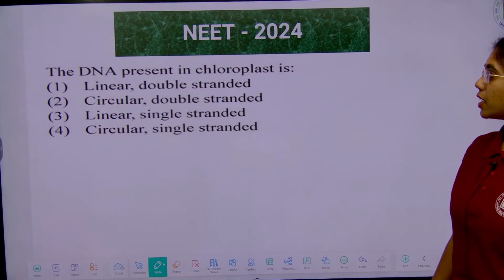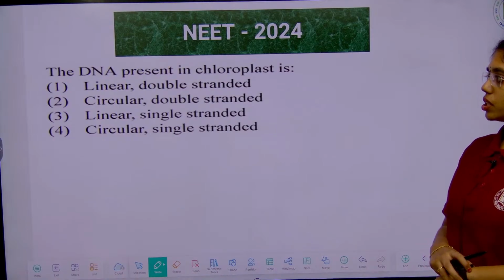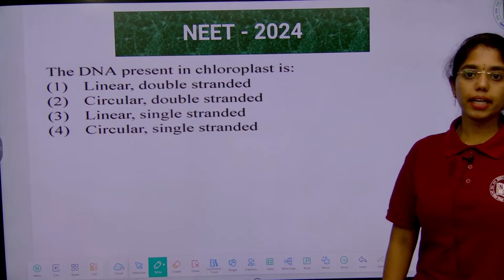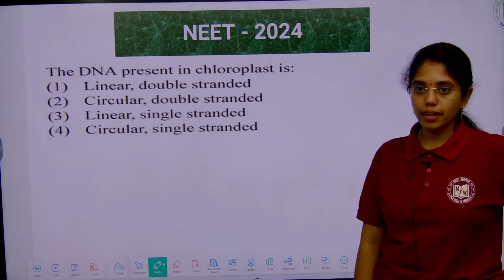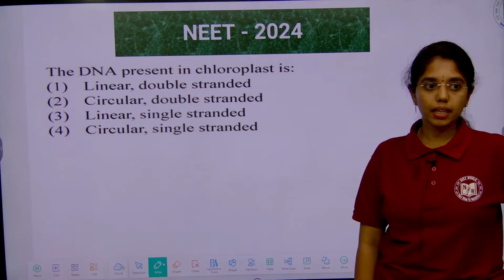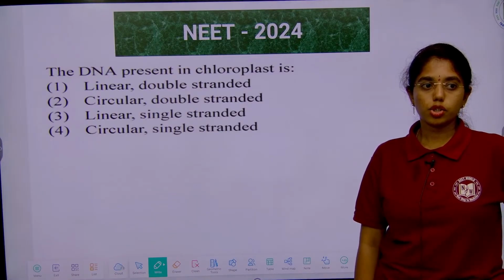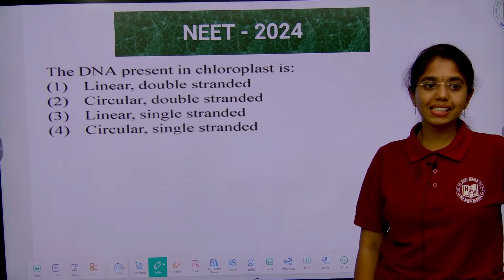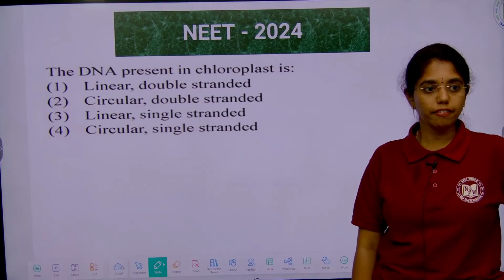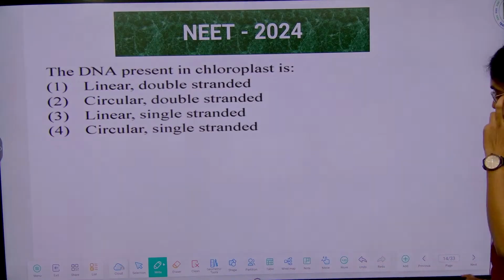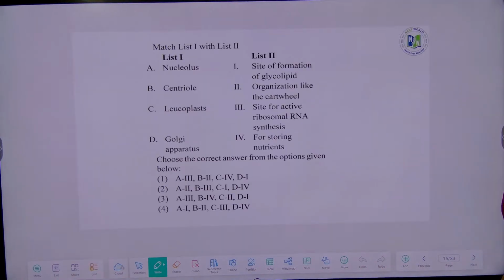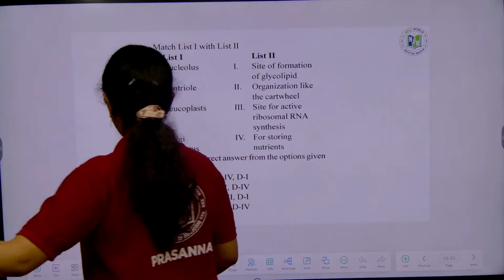The DNA present in chloroplast is circular and double stranded. Single stranded DNA or double stranded DNA? Double stranded circular DNA. Where is it present exactly? Stroma of chloroplast. Is it self-duplicative? Yes, it can duplicate inside the chloroplast. Now this question to this row.